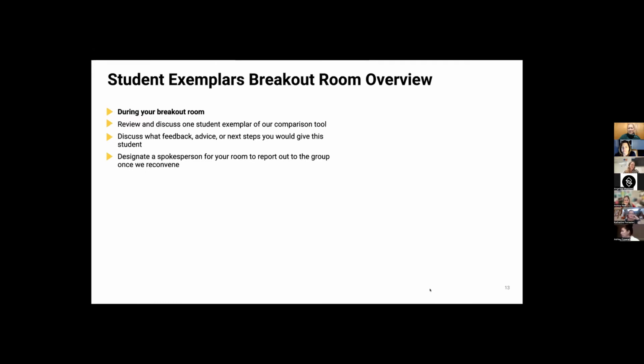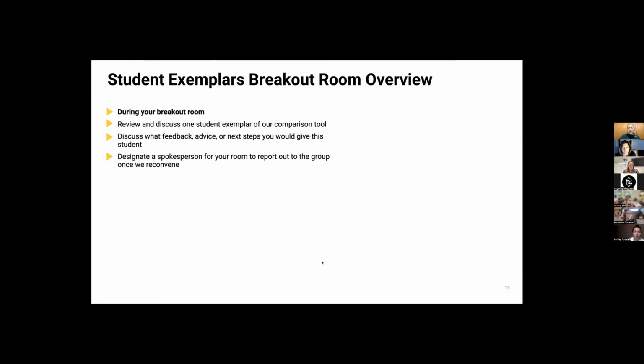All right. So when you go to the breakout room, here are your steps. You are going to be looking at either the middle school or high school example, and you're going to be looking at it through the lens of the comparison tool. So you're going to look through those categories that we gave you on that comparison tool checklist and think about what feedback, advice, or next steps you would give this particular student.